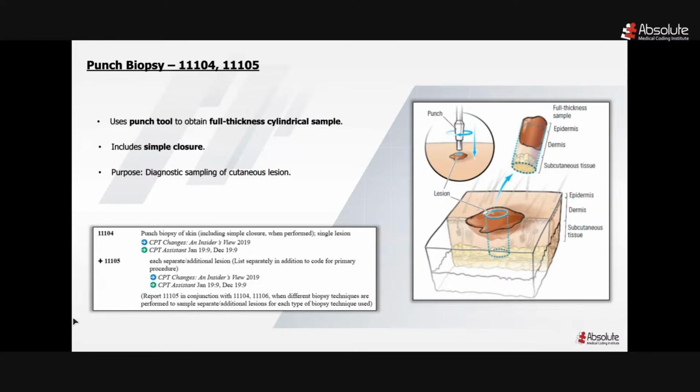Here also the purpose is diagnostic. We are taking a small cylinder of tissue from a lesion to examine it under the microscope. The simple closure of the biopsy site is also included in these codes, so this covers any minor manipulation needed to close a wound neatly. The codes are 11104, which is for punch biopsy of a single lesion. Remember, it includes your simple closure if performed. And we have 11105, which is used for each additional lesion as well.